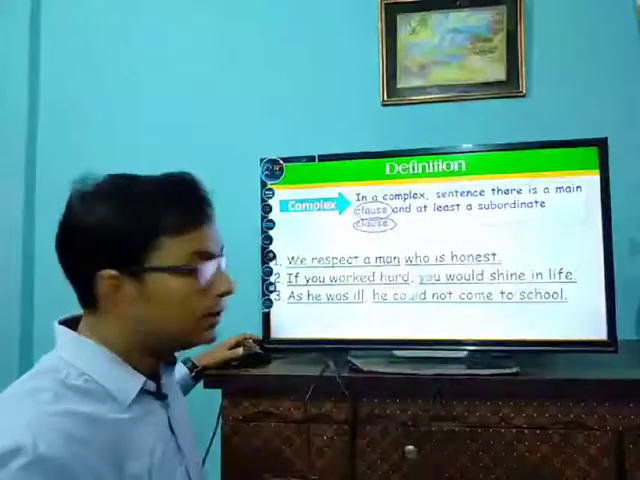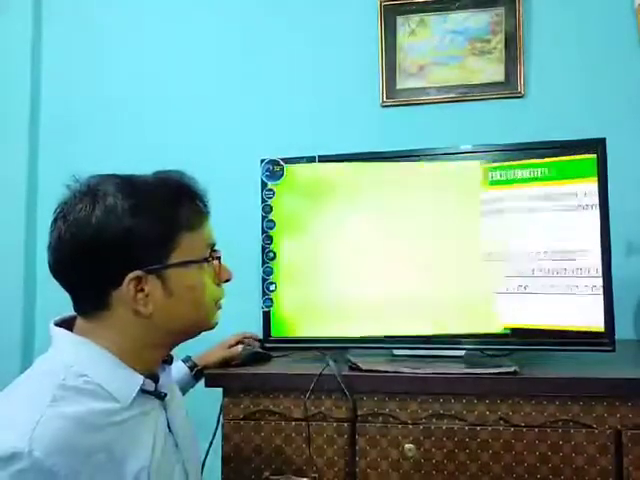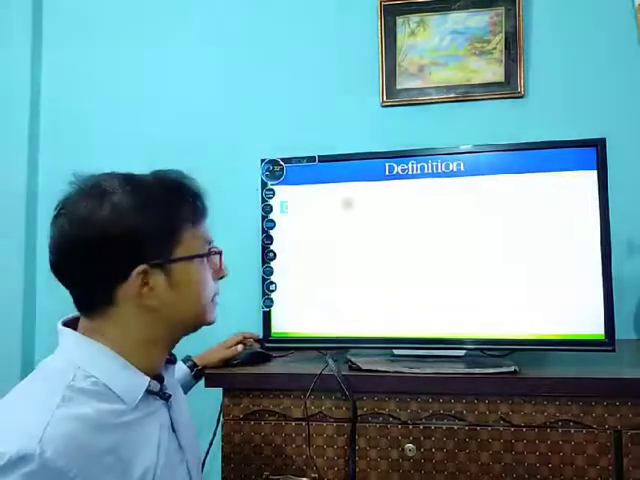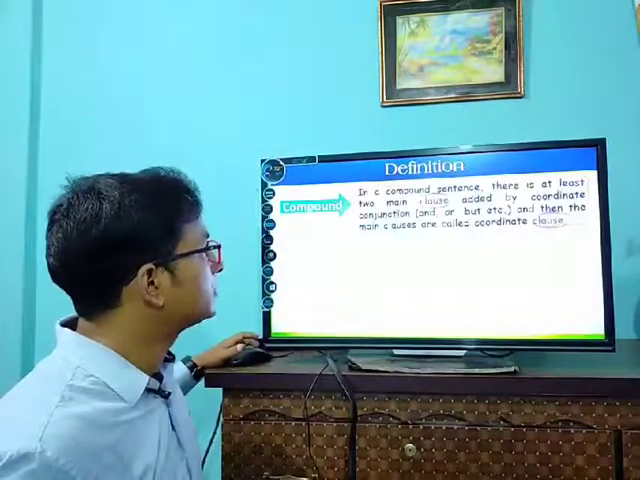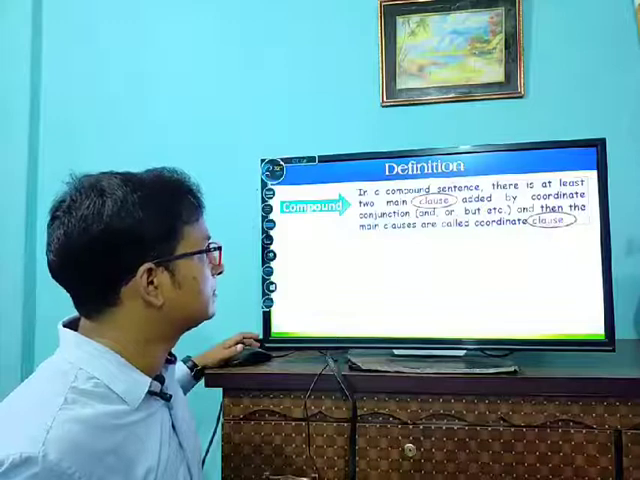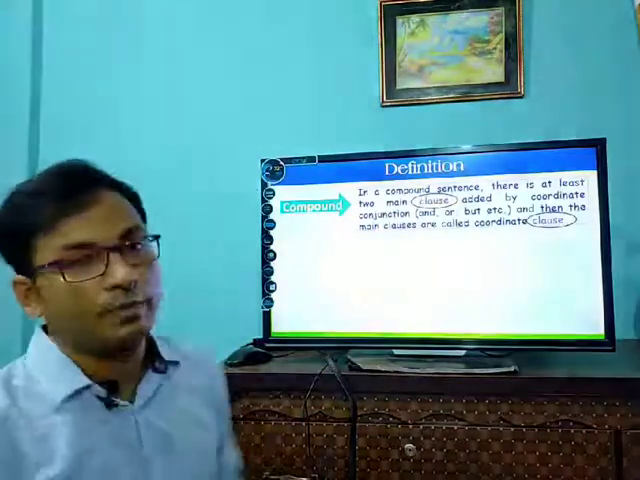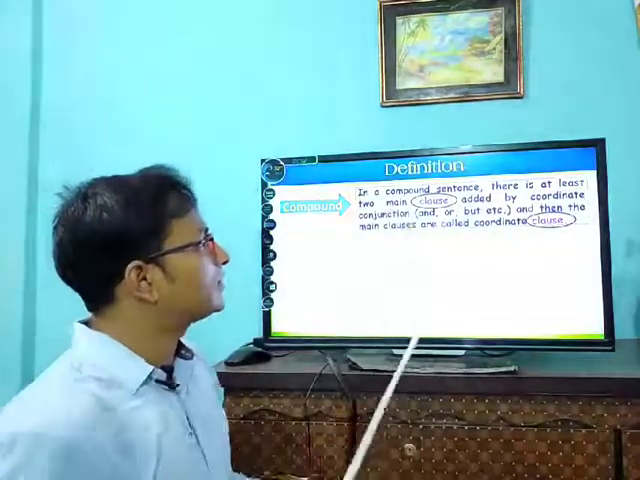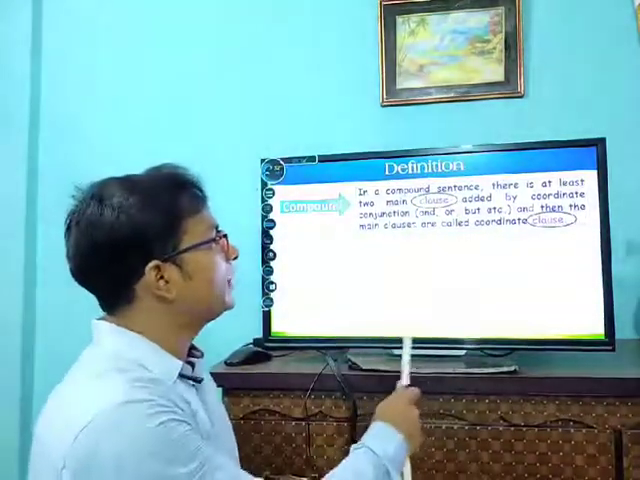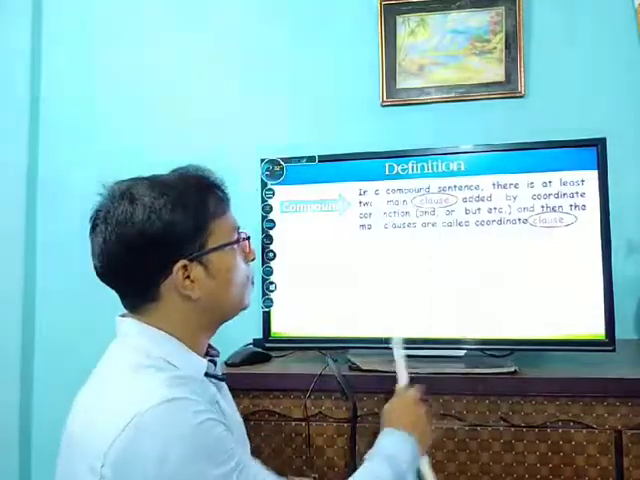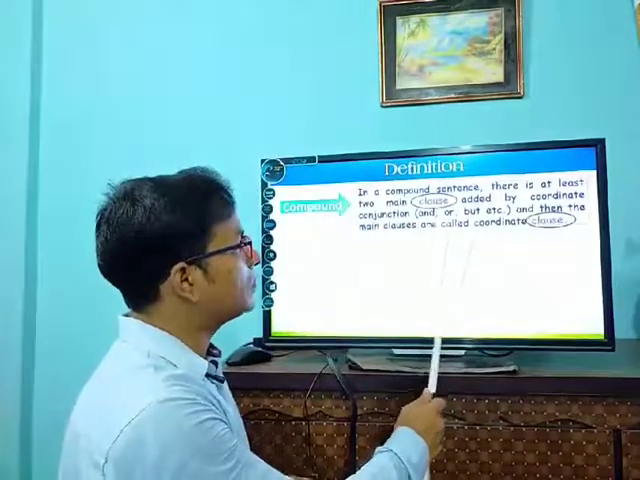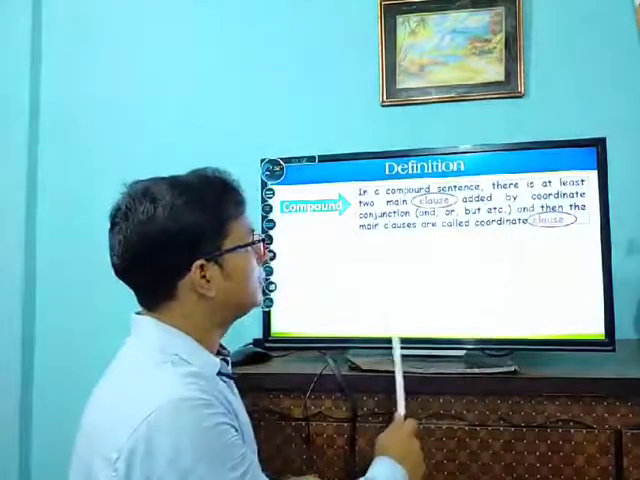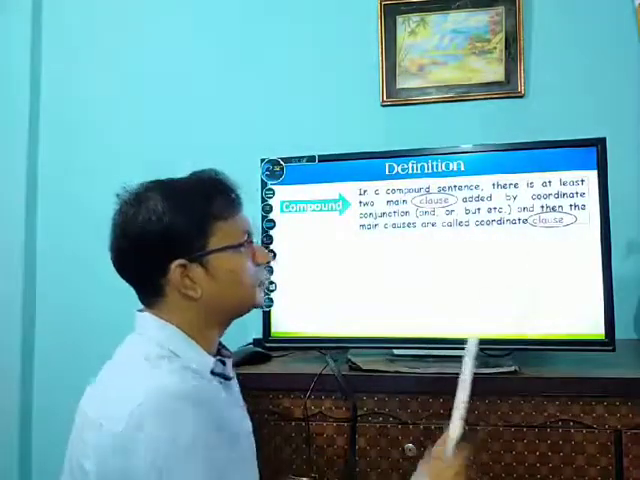So can we go to our next step? Yes, there we will find the definition of compound sentence. So, compound sentence. What is a compound sentence? The students follow. In a compound sentence, there are at least two main clauses joined by a coordinate conjunction such as and, or, but, etc. And then the main clauses are called coordinate clauses.